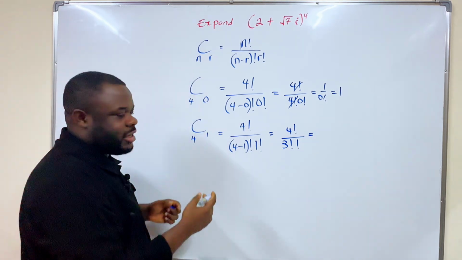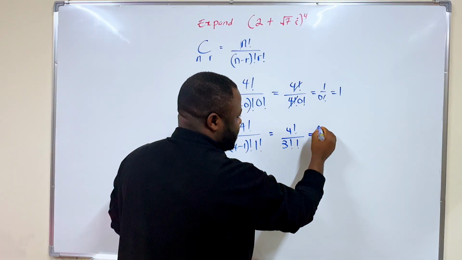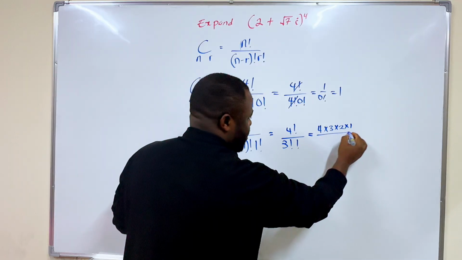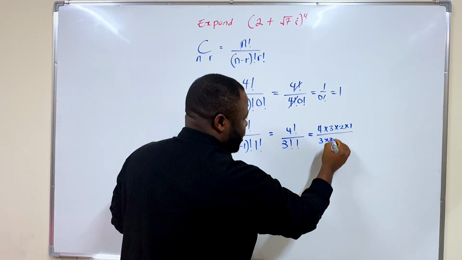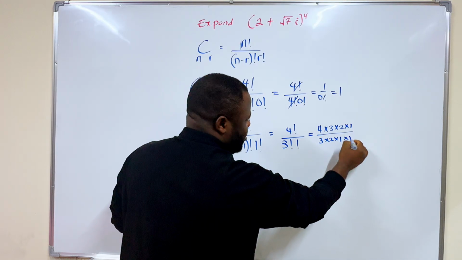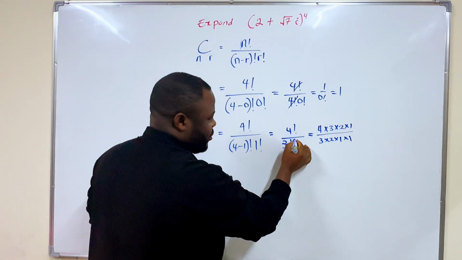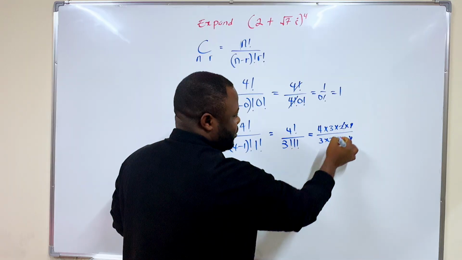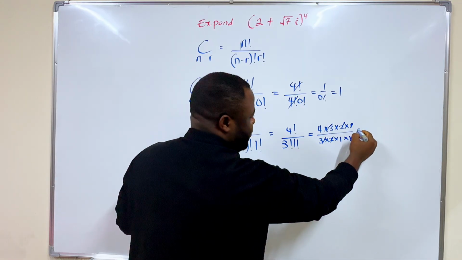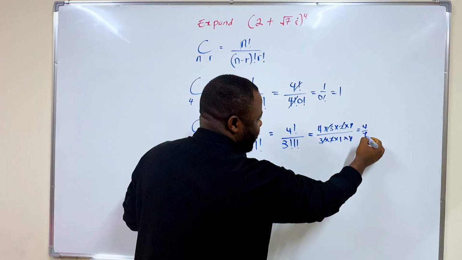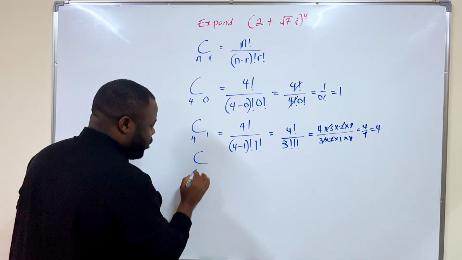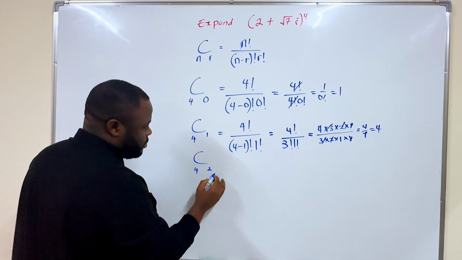So we can expand or simplify it by saying 4 multiplied by 3 multiplied by 2 multiplied by 1 over 3 multiplied by 2 multiplied by 1, then multiply by 1 again because we have 1 factorial. So, of course, this will cancel this, this will cancel this, this will cancel this. So we have 4 over 1, and that will give us 4. All right?